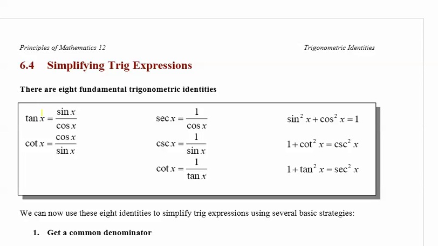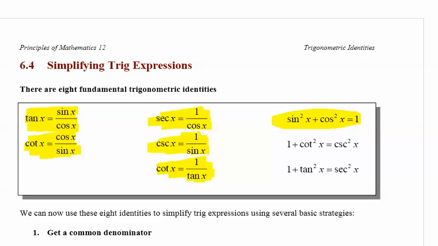Now the most important out of this list of trig expressions are the expressions that involve sine and cosine. Everything else can be derived from these ones, so we use them the most often. And especially sine squared plus cos squared equals 1. This is a very useful expression.